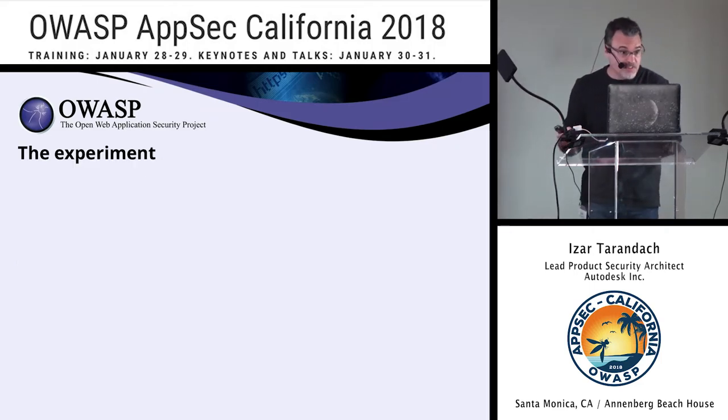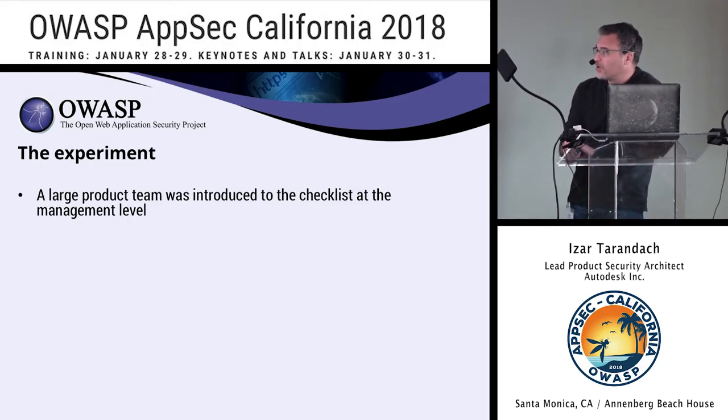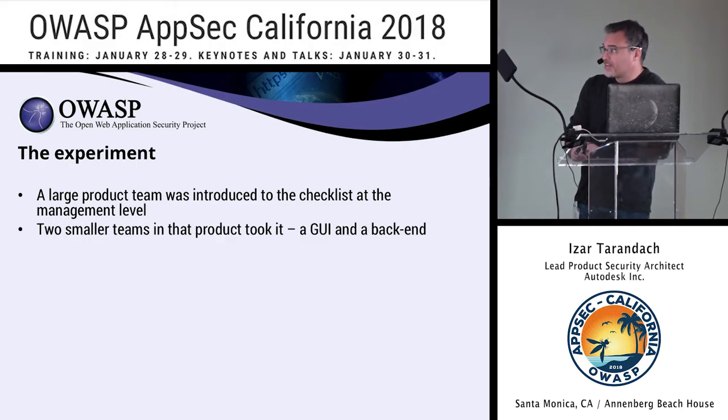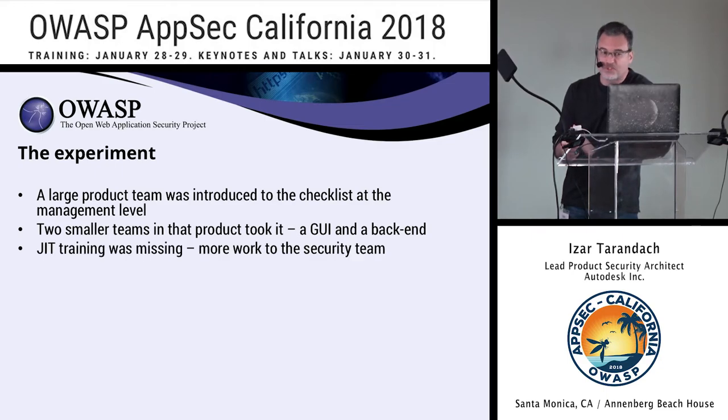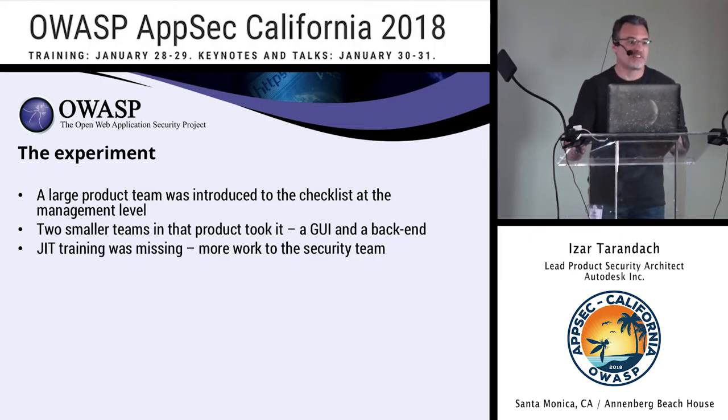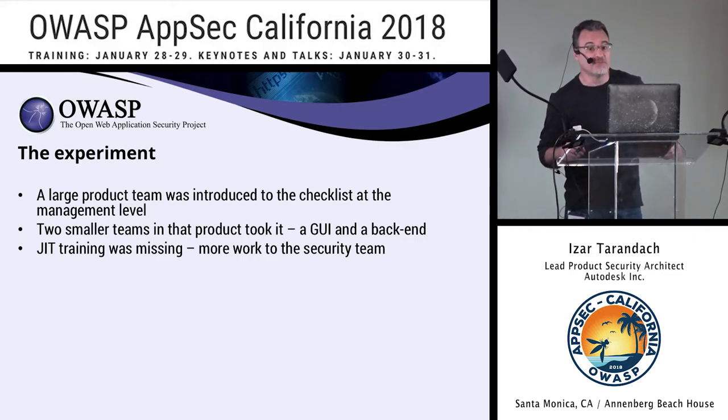So of course I had to pilot this. I had to make an experiment. I went to one of my large product teams at the time, went to the management, and introduced the checklist. That's when I got the feedback on the spec that I spoke about before. I ended up getting two smaller teams that were part of that big product team. One was a GUI, the other was the backend. There was no JIT training, and what that meant was that the security team had to stand up and provide that guidance, just because we didn't have anything to point people to.